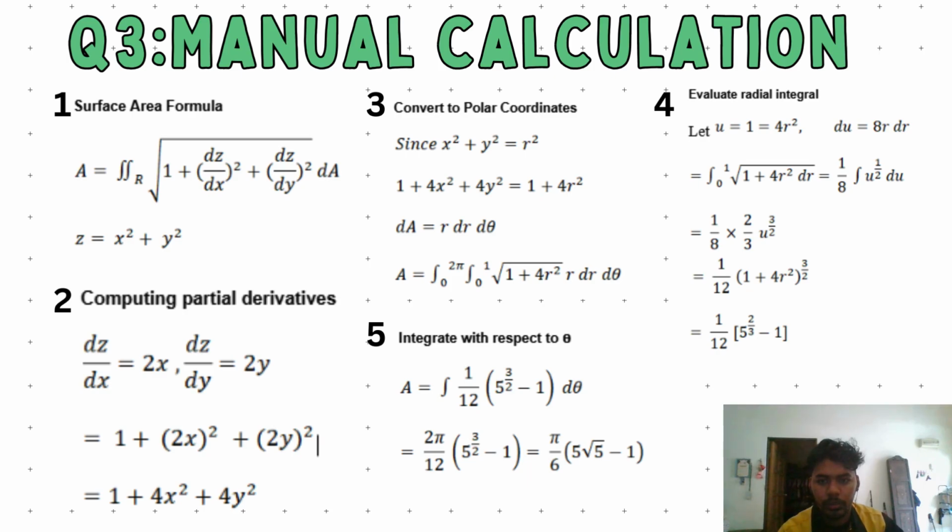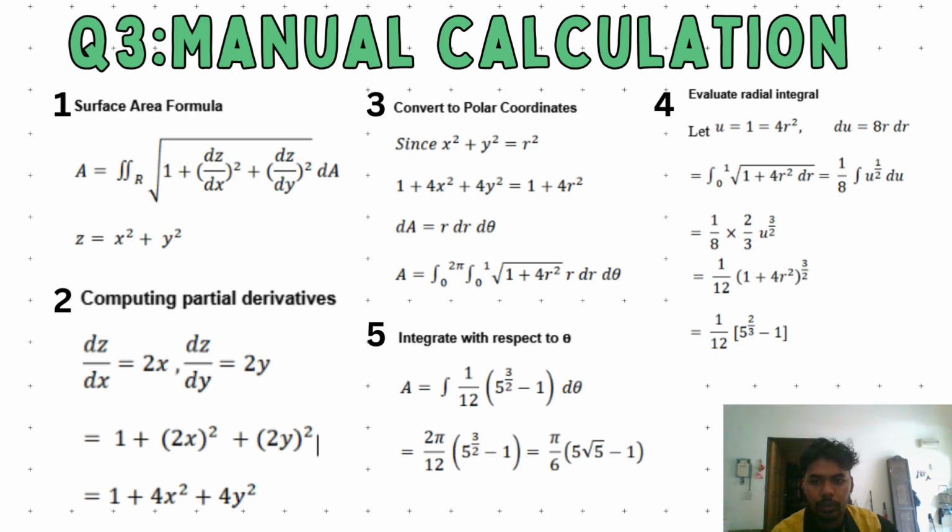So the second step, we will find the partial derivatives. So dz over dx will become 2x, and dz over dy will become 2y. When we substitute into the formula, we will get the square root of 1 plus (2x) squared plus (2y) squared. So we simplify it, it will become the square root of 1 plus 4x squared plus 4y squared.